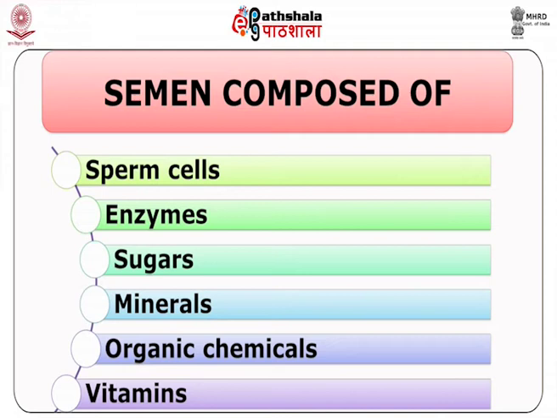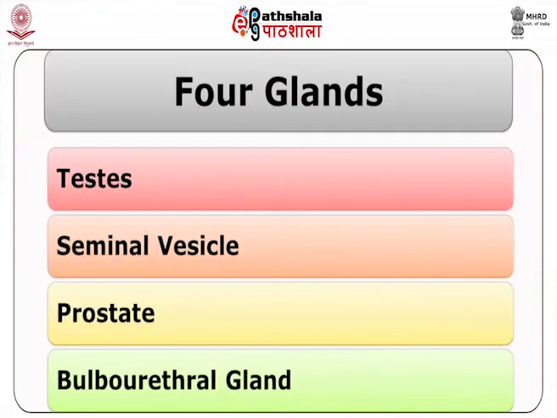Semen is composed of several components, including sperm cells, enzymes, sugars, minerals, organic chemicals, and vitamins. Four glands contribute their secretions to the seminal fluid, that is, testes, seminal vesicle, prostate, and bulbourethral gland. Bulbourethral gland is also known as Cowper's gland.